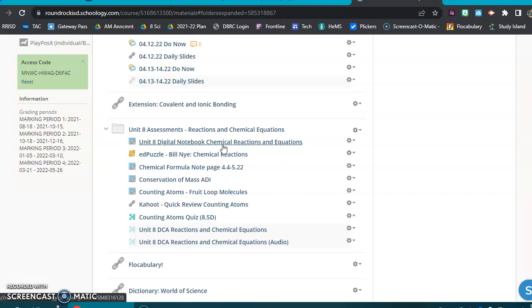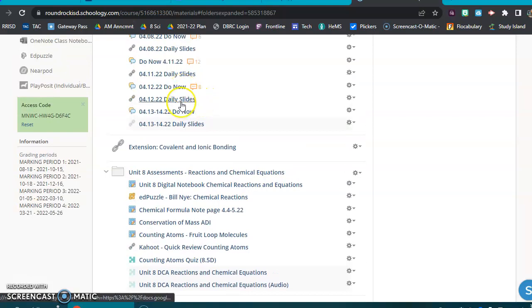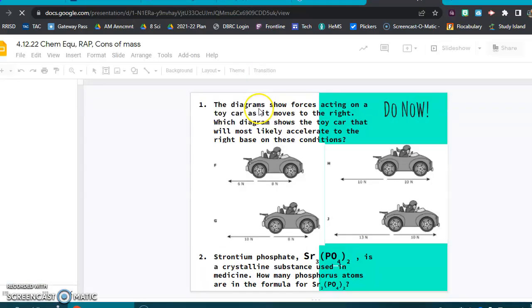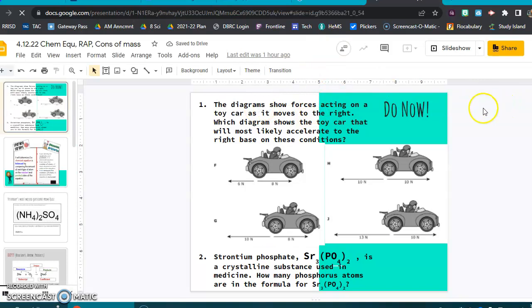It looks a little different on the student side than the teacher, but I am going to click on today's daily slides. So in the daily slides, the diagram shows the force acting on the toy car as it moves to the right. Which diagram shows the toy car that will most likely accelerate to the right based on these conditions? And as everybody looked, they noticed that the greater amount of force to the right was here with car F.